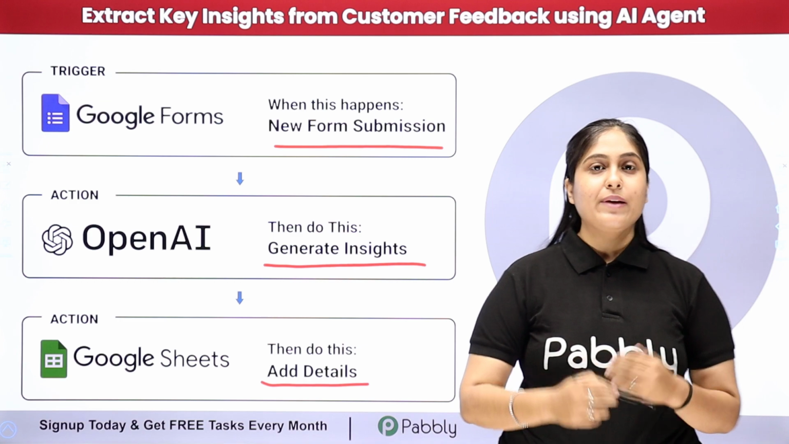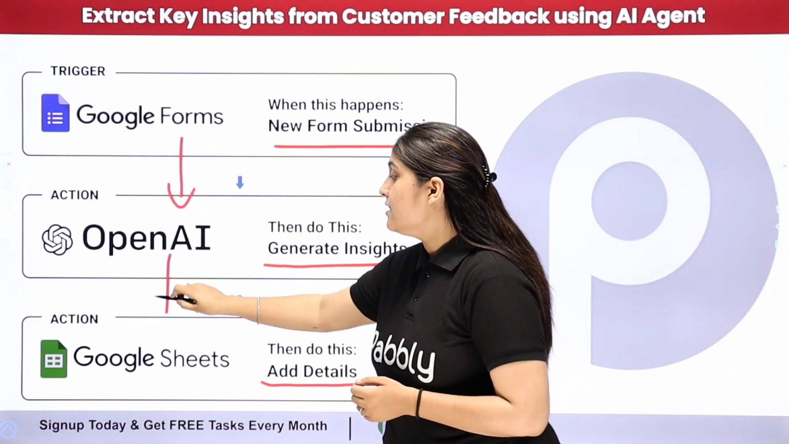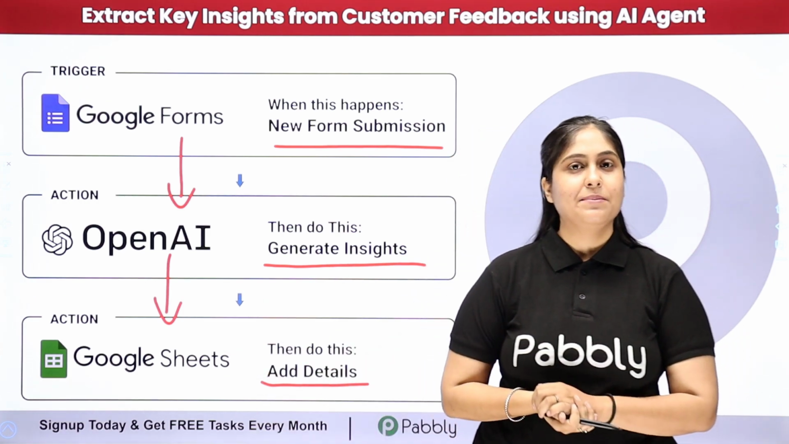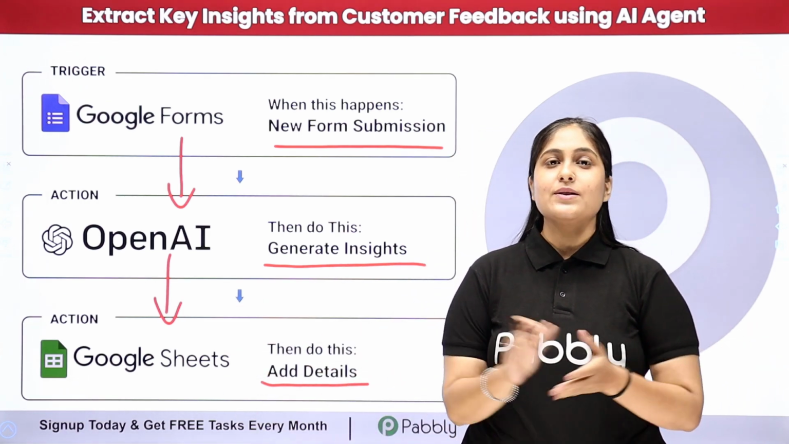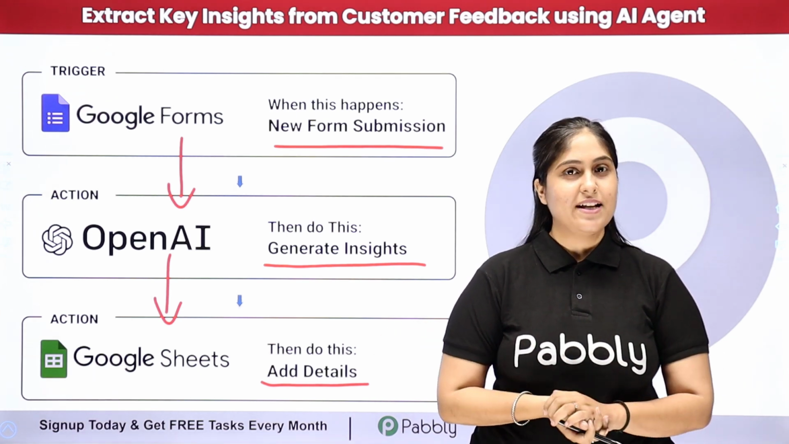To automate the entire process, I need to connect my Google Forms with my OpenAI and Google Sheets using an automation software named Pabbly Connect. To see the working of this automation and to learn this process step by step, let me take you to my screen.